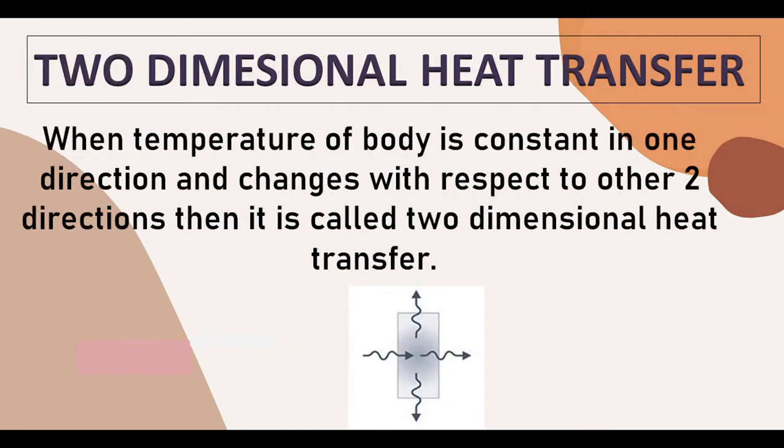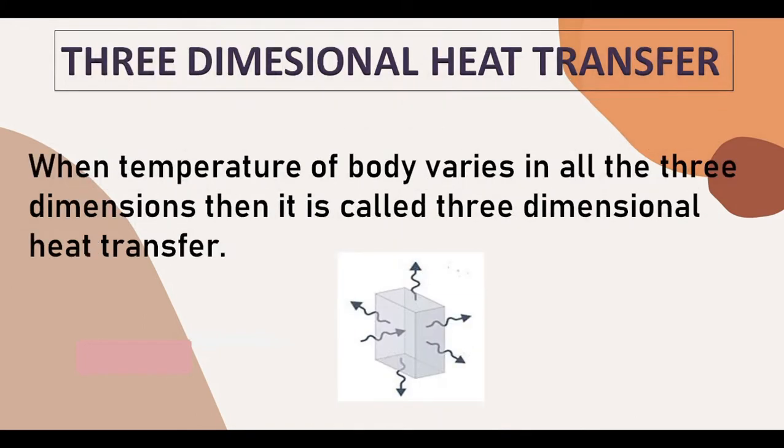When the temperature of the body changes with respect to two directions, then the heat transfer is said to be two-dimensional. In such cases, the temperature in one direction remains constant. But when the temperature of the body changes with respect to all three dimensions, then the heat transfer is said to be three-dimensional. In such cases, the temperature varies in all three directions.